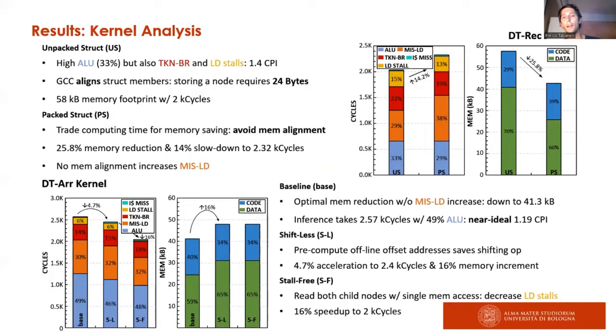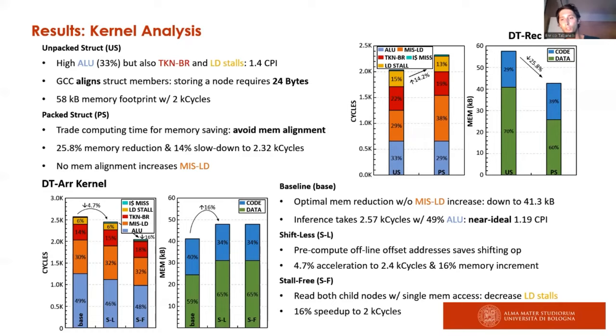To further reduce the memory footprint, we support a packed struct version. Due to the lack of memory alignment, the core performs extra misaligned loads to access structure fields, including a 14% slowdown. Lastly, the baseline array-based design reaches an optimal memory reduction and near-optimal CPI. In the shiftless version, we pre-compute offline offset addresses, diminishing the computing time, but at the expense of a 16% memory increment.